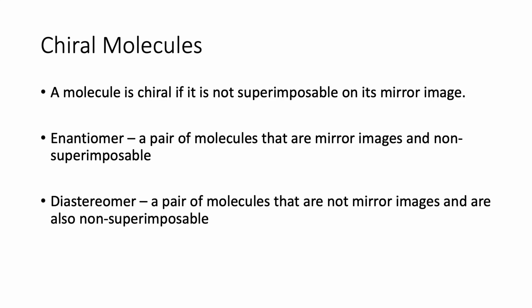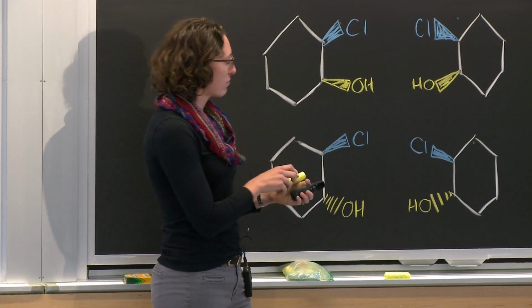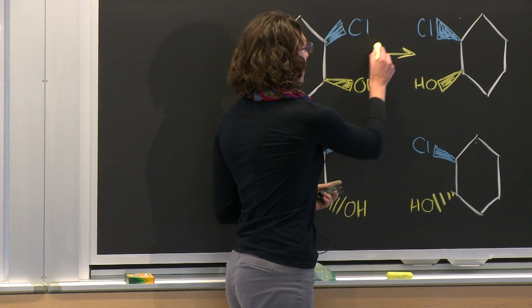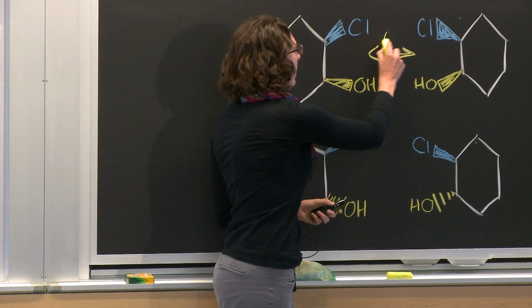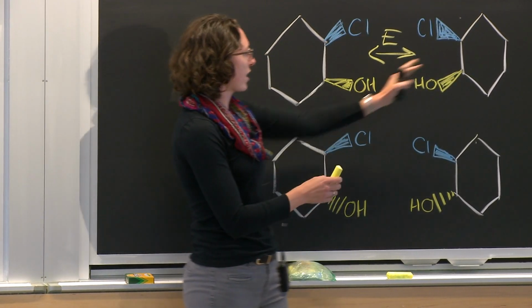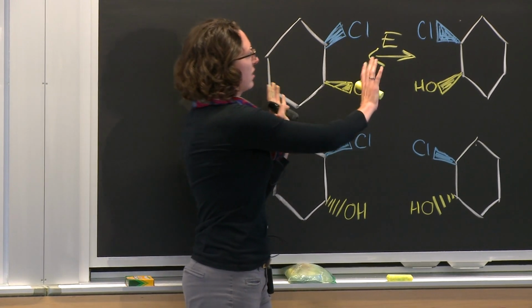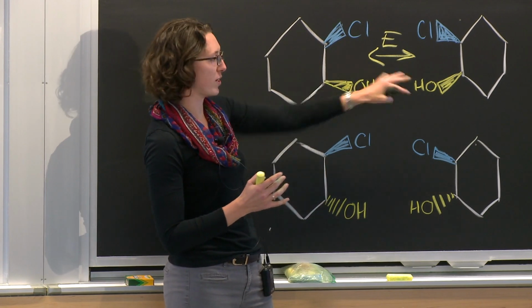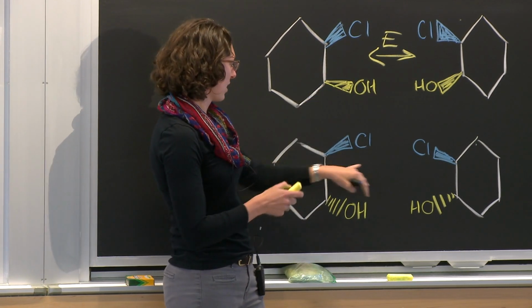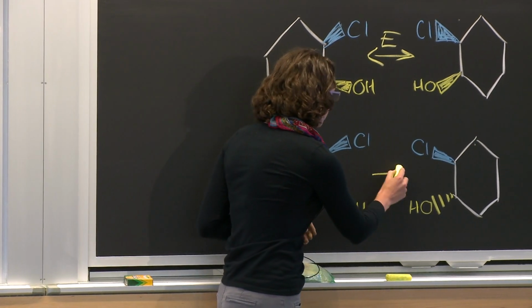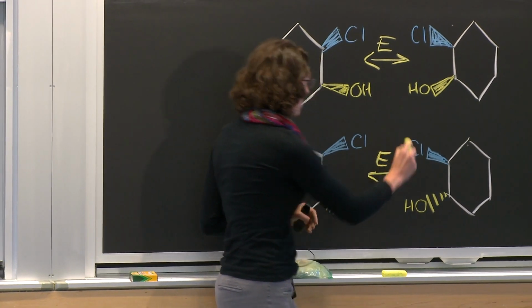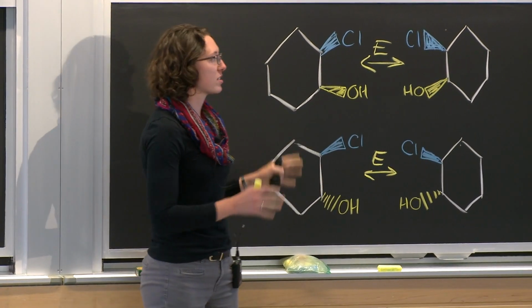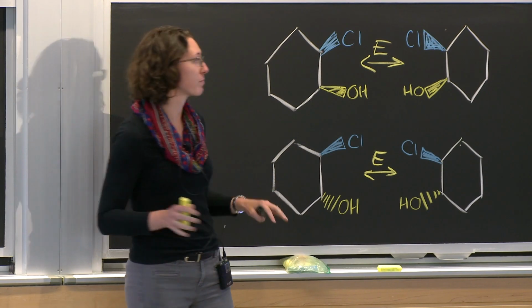One is an enantiomer, which is a pair of molecules that are mirror images that are not superimposable on each other. So that would be like this pair of molecules. These are enantiomers. They are mirror images. If you try to flip this around and stick it on this one, you'll see that if you flip this over so that the chlorine and the hydroxyl group are on the same side, they'll be pointing back, and these are not superimposable. Same thing with these two. These are enantiomers. They are mirror images, and they are not superimposable on each other.